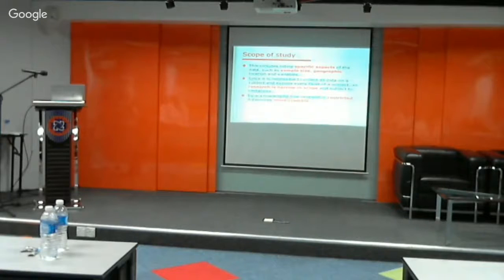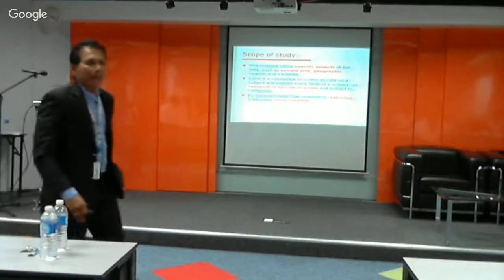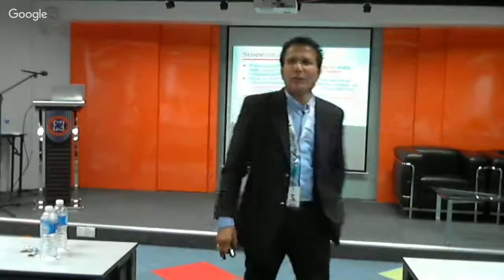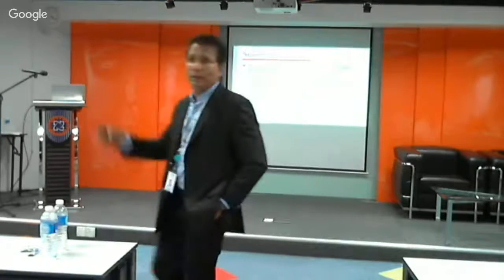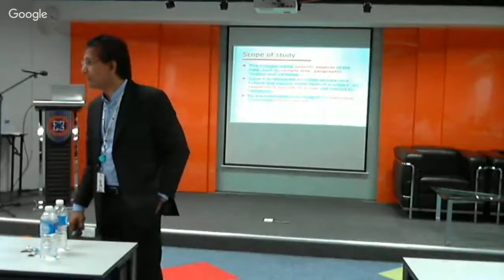Now the last one is scope of study. Okay. Scope. I'm only inside here. Anything outside here? No. So these include listing specific aspects of the sample size. When you talk about manufacturing companies, right? You fall back on the FMM directory, right? Federation of Malaysian Manufacturers, right? You open the directory and you will see maybe 10,000 companies.